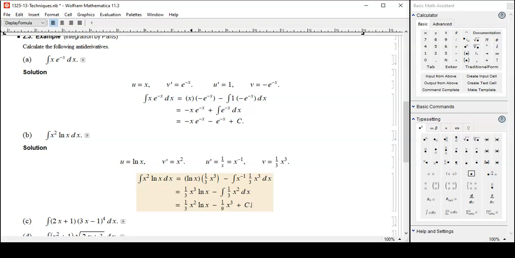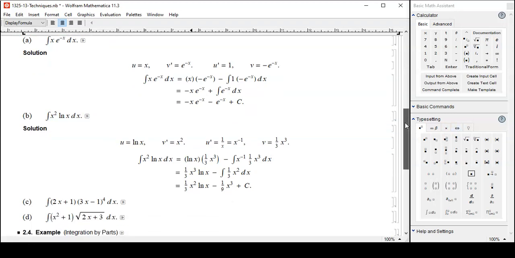So what do you think? Compared with substitution, it's easier. Yes, you have to do 2 antiderivative problems from v prime to v. Yes, I admit that, but otherwise, pretty much straightforward. And overall, it's going to be easier than substitution.